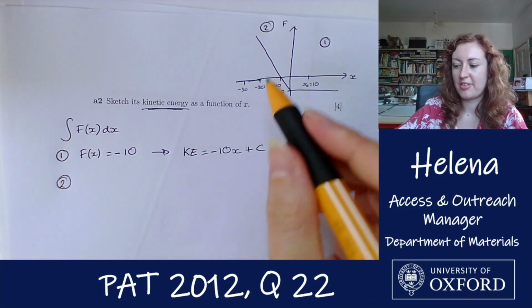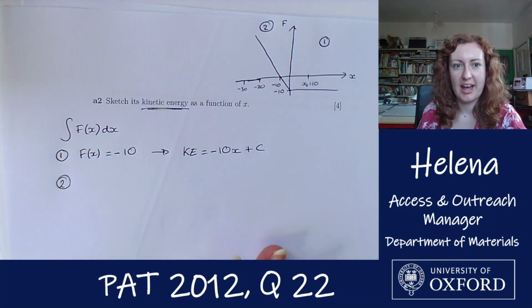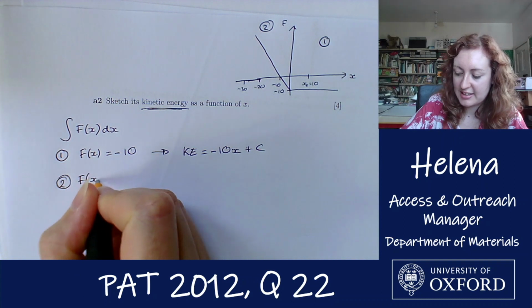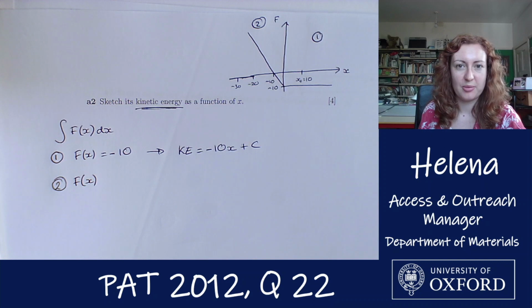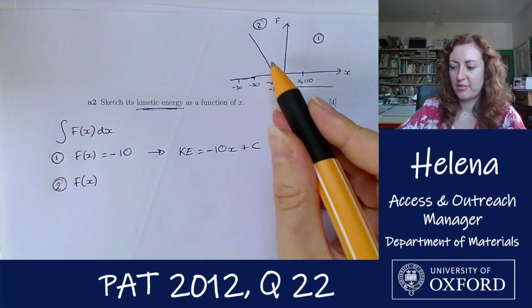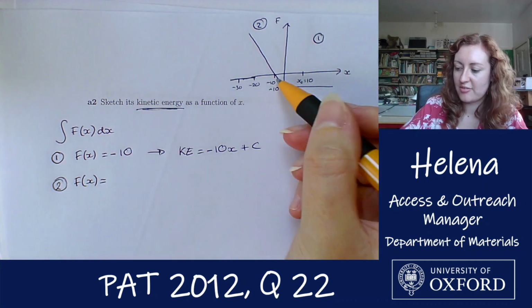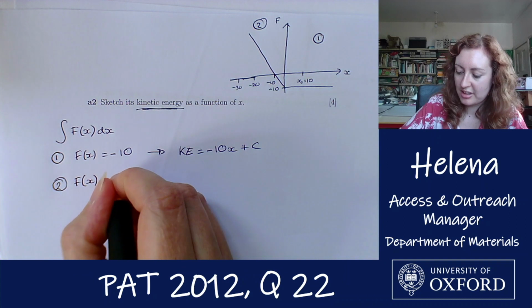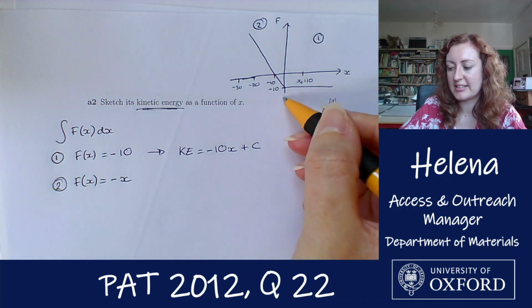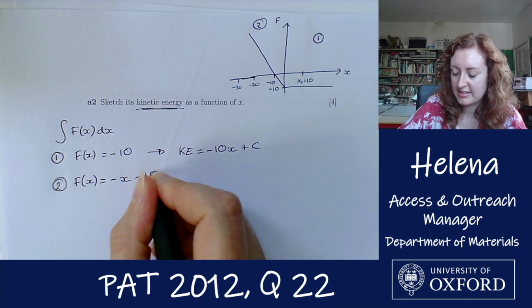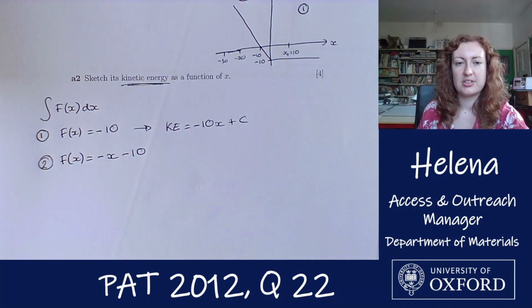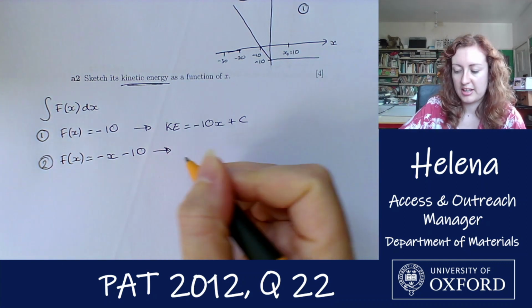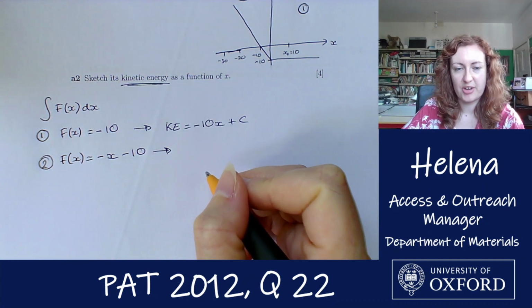Here, where we have the linear function of f, if we were to write that out as an equation, we can use the general equation for a line, y equals mx plus c, to write the equation for f of x here. We can see that the gradient of that graph is -1, so we have minus x, and the y-intercept here is minus 10. This means that we can integrate this equation to find an expression for the kinetic energy for this region of the graph, for region 2.